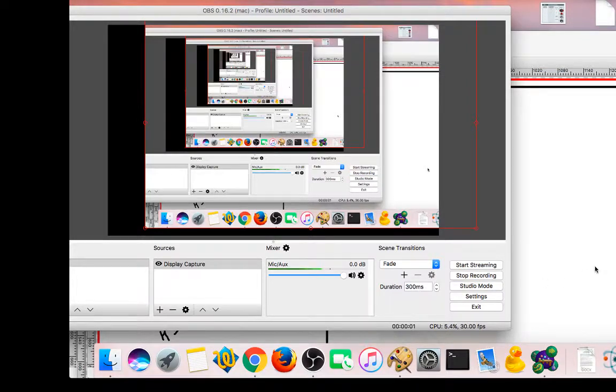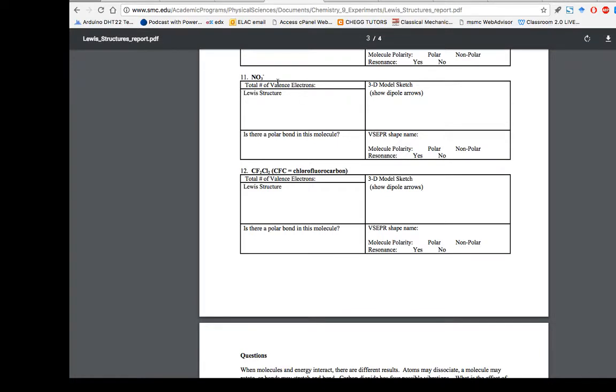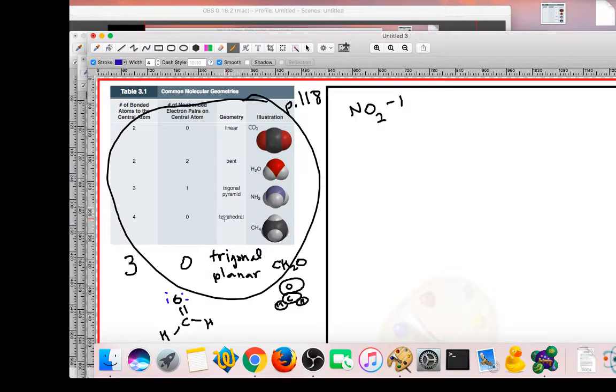Hi, the last part of the lab report document is just a review, the VSEPR shape name and the resonance. Remember that VSEPR stands for valence shell electron pair repulsion. The important thing is to use the table from page 118 of your textbook. I had a slide like this in the lecture 1.5 weeks ago, but I added a shape called Trigonal Planar.